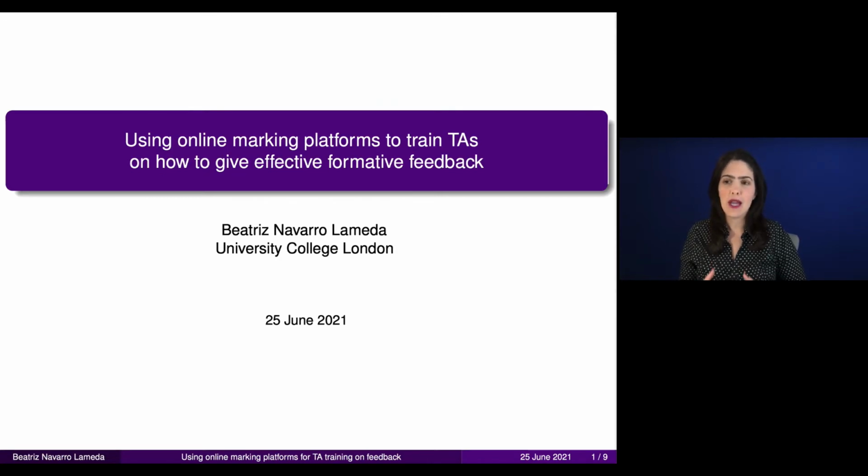And today I would like to talk to you about how to use online marking platforms to train TAs on how to give effective formative feedback. First, I want to give you some context.